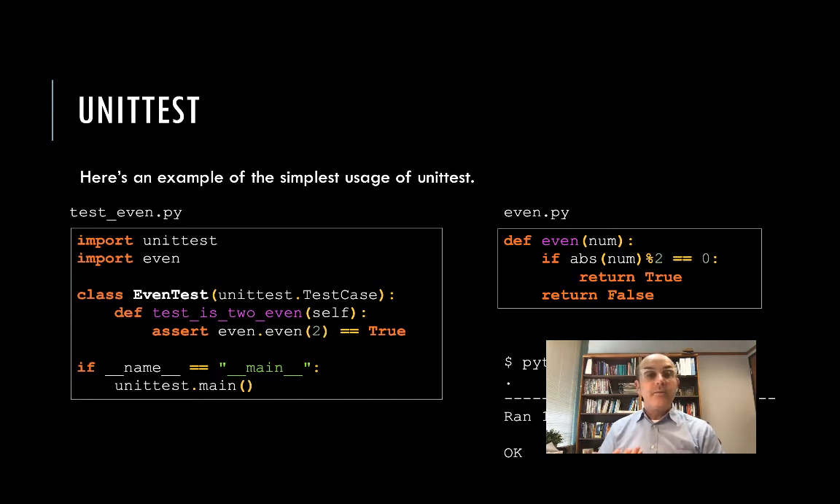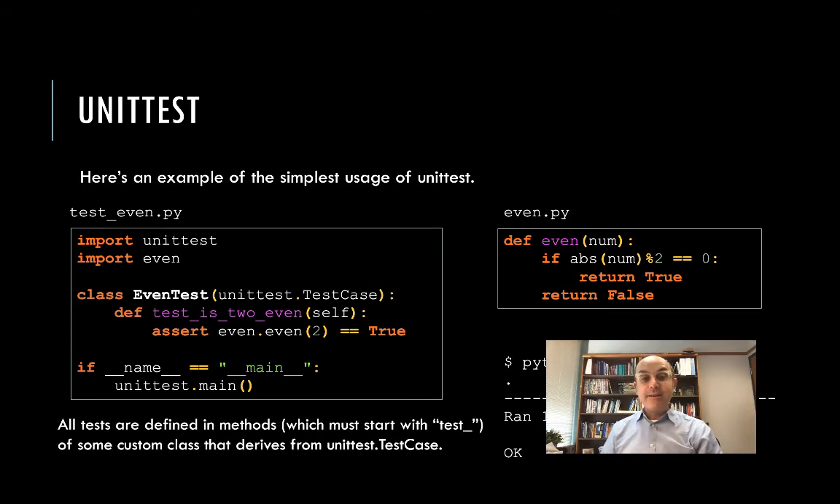And again, I will import even, and I will test the case, I will evaluate that, and I will run it, and it will say: ran one test in 0.000 seconds, and everything is okay. Yay! I don't have an error in my code.